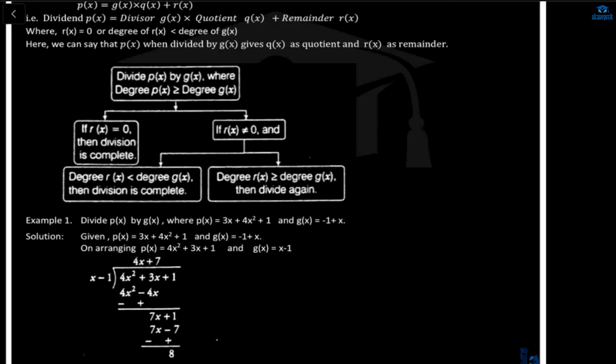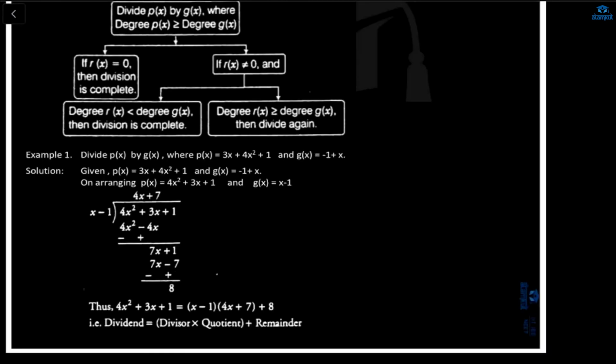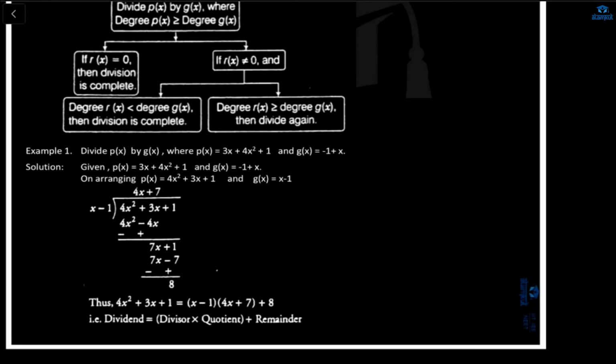How can you know that after this you cannot divide? This is the final division, and this is our remainder. If the degree of r(x), the degree of the remainder, is less than the degree of g(x), then the division is complete, and that is the final remainder. But if the degree of the remainder is greater than the degree of the divisor, then your division is still not complete. You need to divide more. You need to go some further steps.